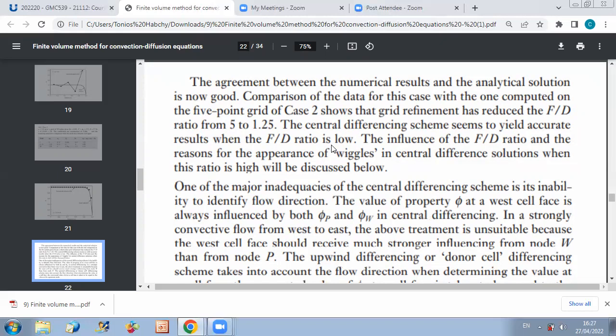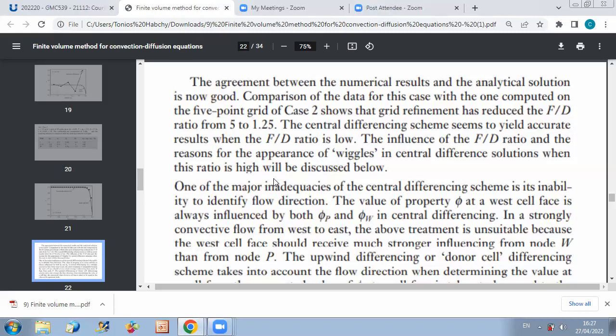So here they are doing the interpretation before the analysis that we did together. We now know that a Peclet number smaller than 2 will give good prediction with the central scheme, while for values larger than 2 we have bad results. So the influence of the F over D ratio and the reasons for the appearance of wiggles in the central difference solution will be discussed. We did the discussion and saw that it's due to the stability related to the coefficient. If the coefficient is negative we have a stable solution. If the coefficient is positive we have an unstable solution.